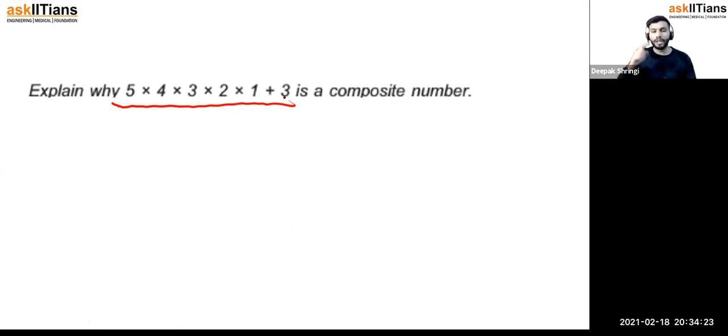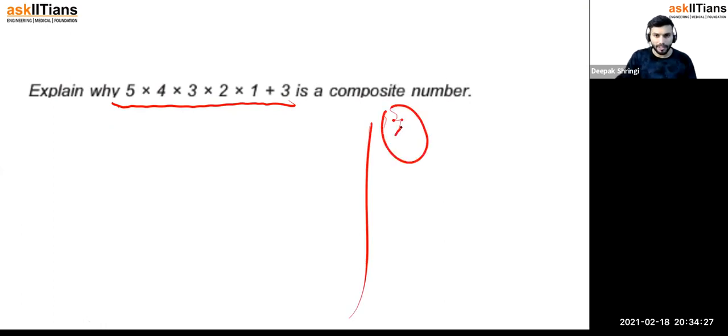What will some people do? Some people, these people I'm talking about, not quite happy. These kinds of people, what do they do? They first of all multiply 5 into 4, 20, 20 into 3, 60, 60 into 2, 120, 120 plus 3, 123. So now what will they do? First they will write the number 123.